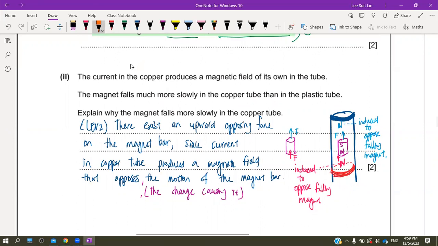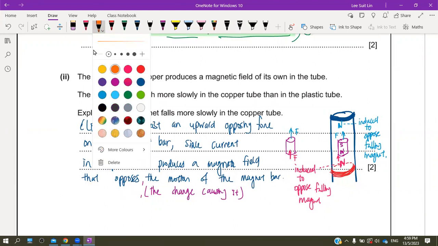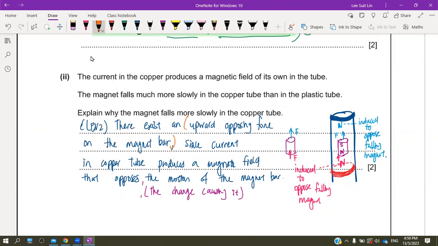So the first mark, you might only say that there is an upward opposing force on the magnet bar. So that's 1 mark. And because there is current in the copper tube, this current in the copper tube produces a magnetic field that opposes the motion of the magnet.